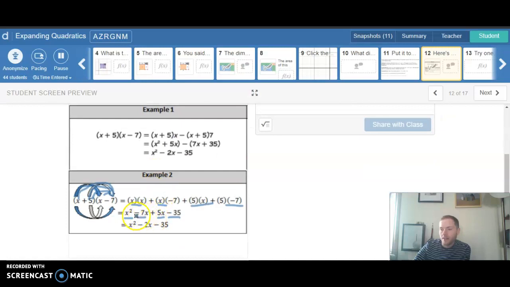The only thing we can combine are the negative 7x's and the negative 5x to get that negative 2x. And this would be your final expanded form.